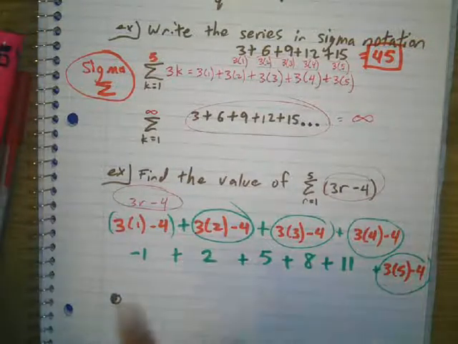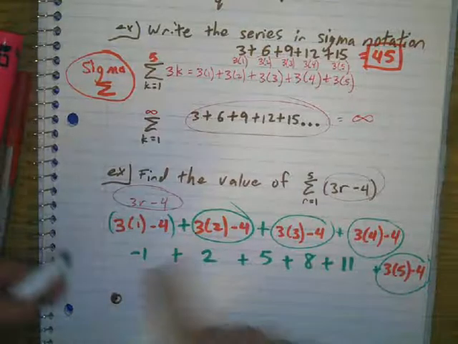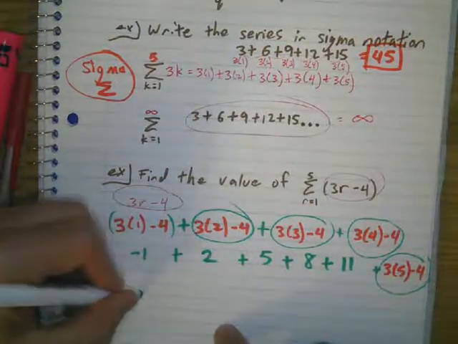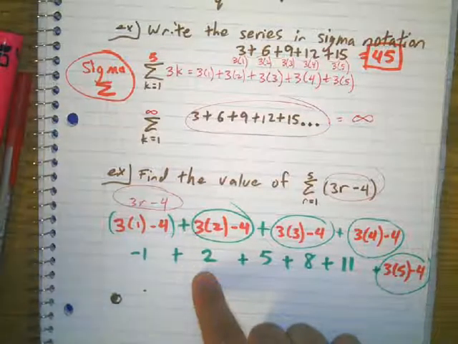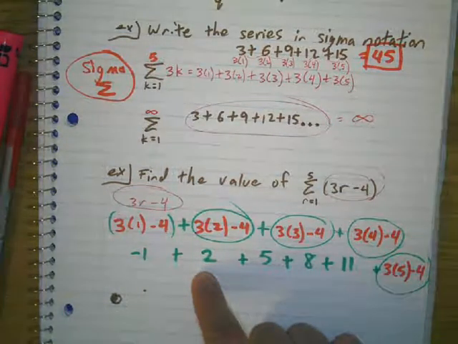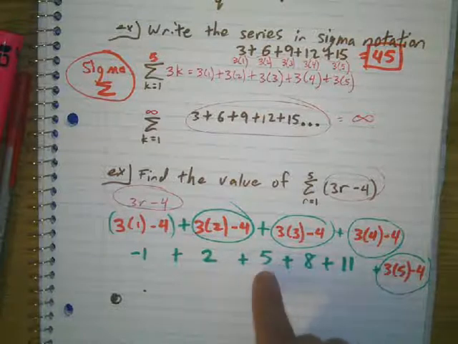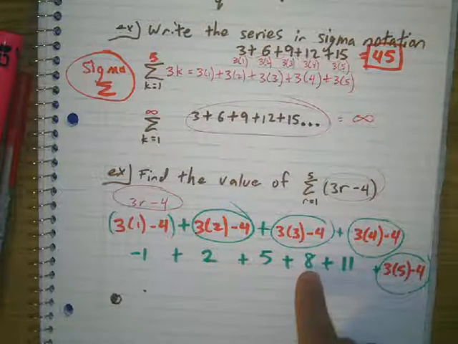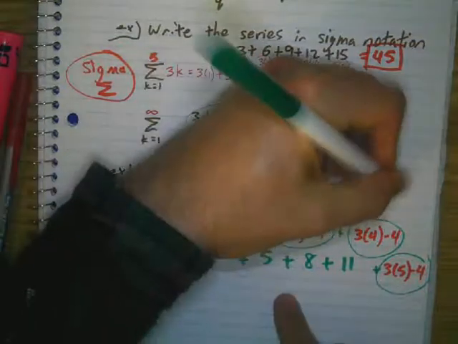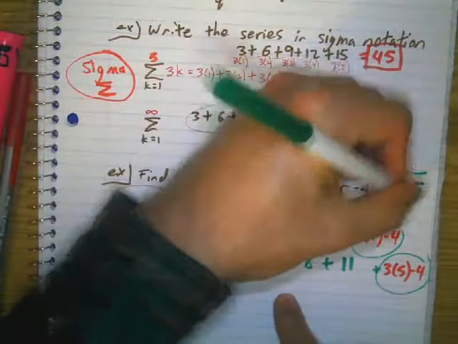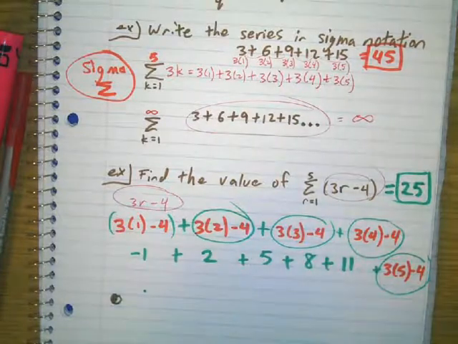And let's add these together, because we're trying to find the sum, right? So the sum of negative 1 plus 2 plus 5 plus 8 plus 11 gives me 25. Okay, let's do another example.